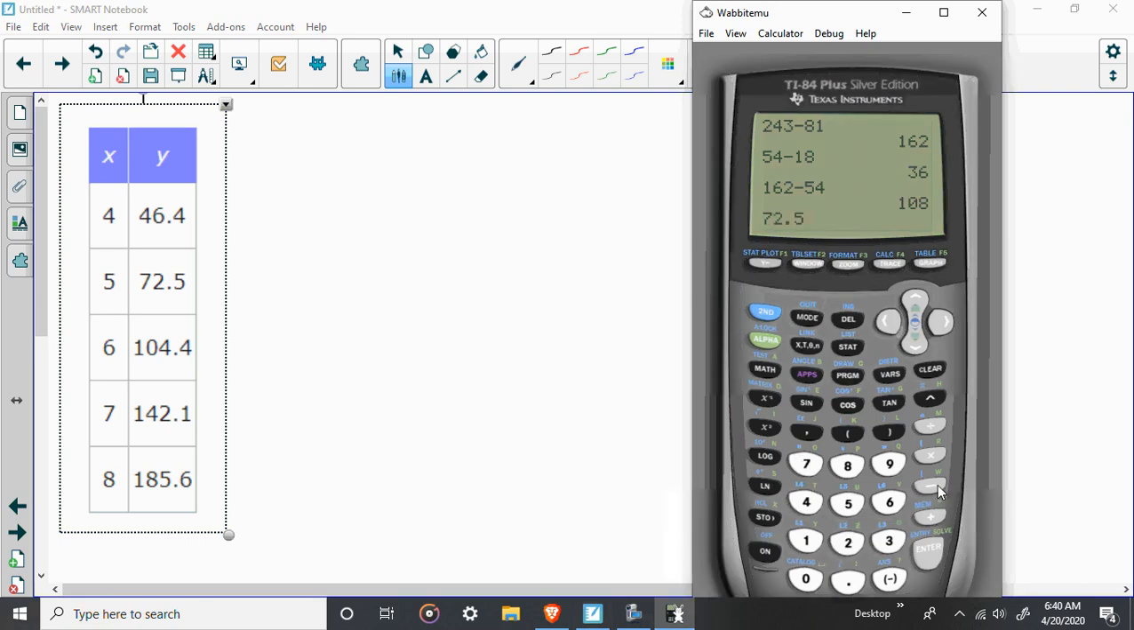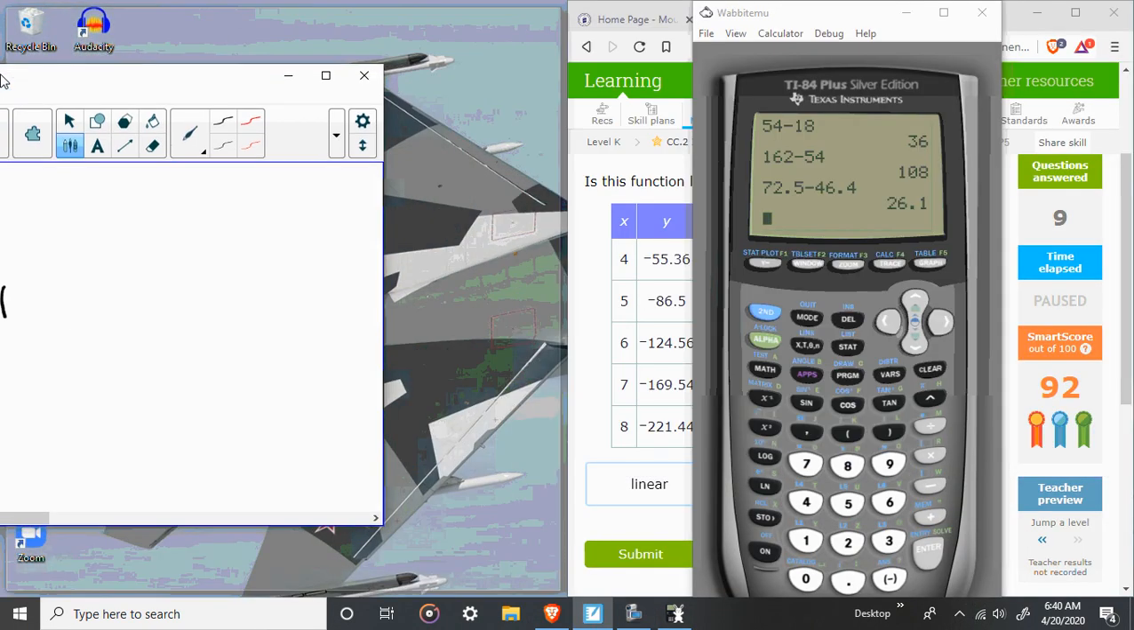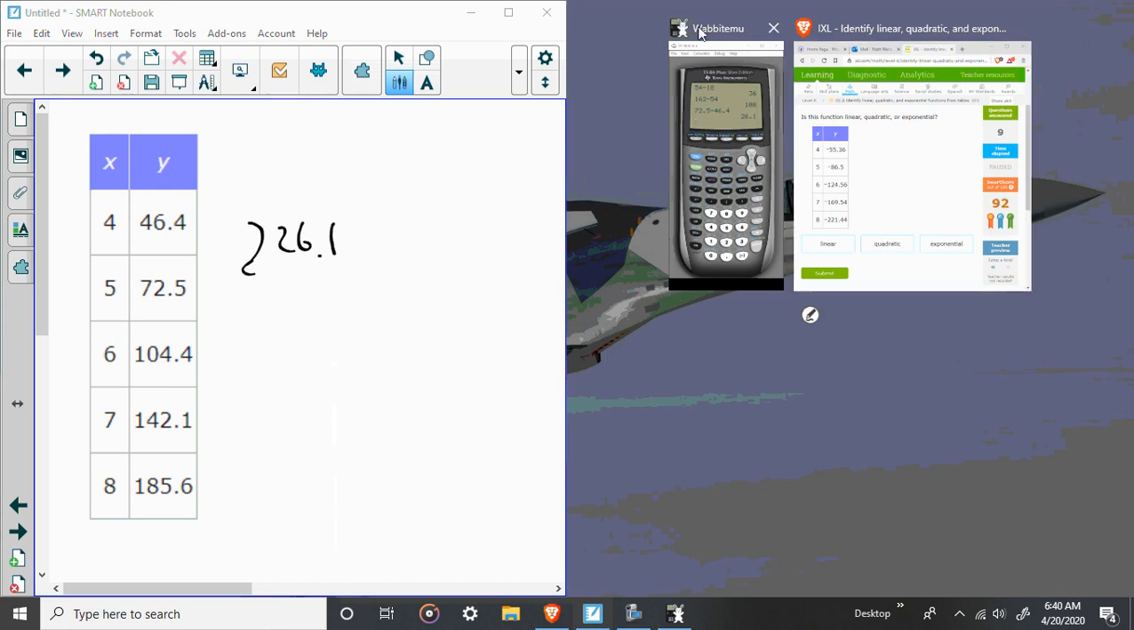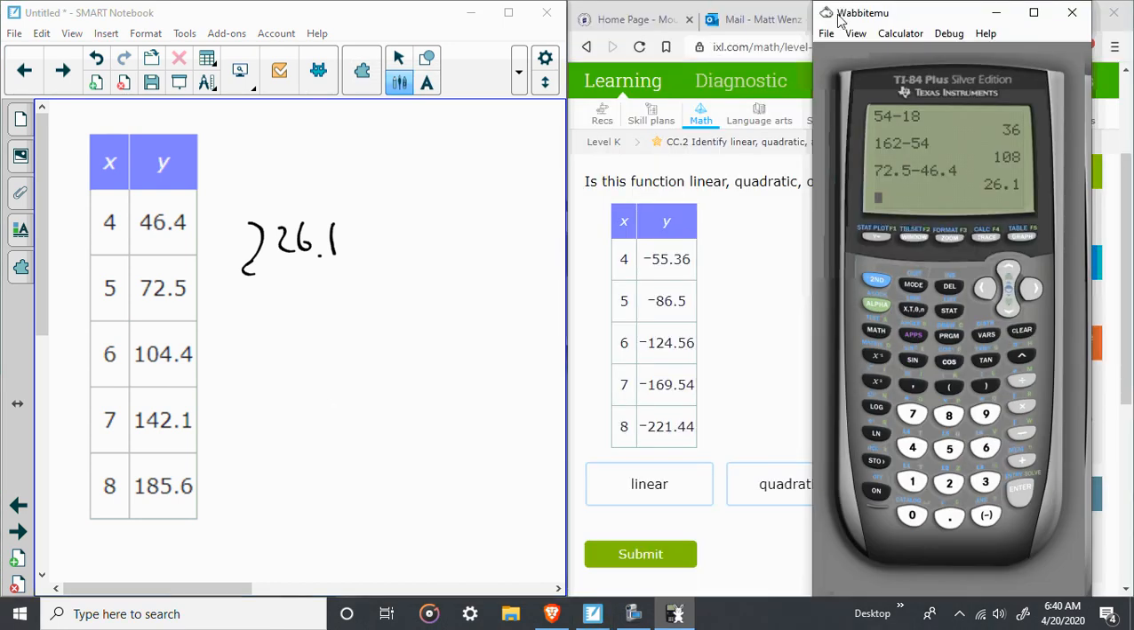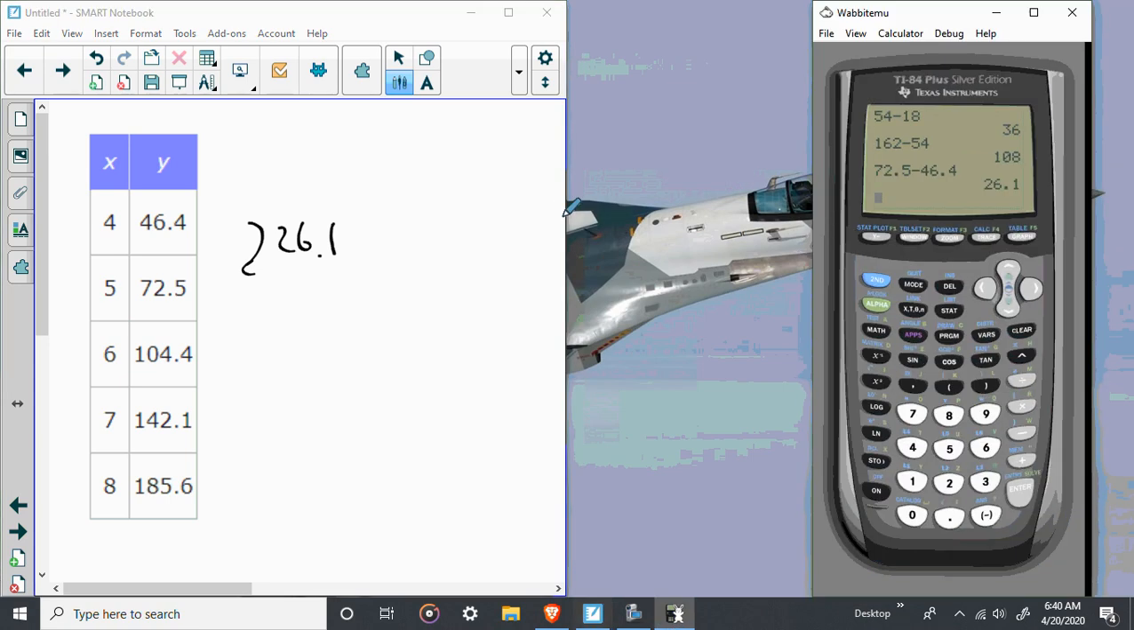72.5 minus 46.4. It's going to give you 26.1.